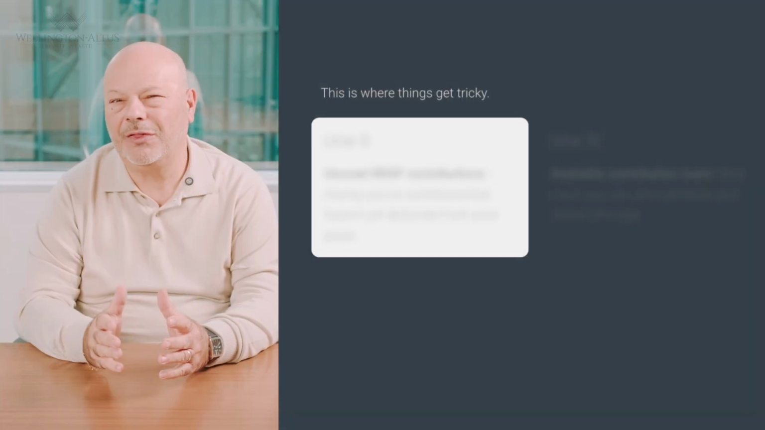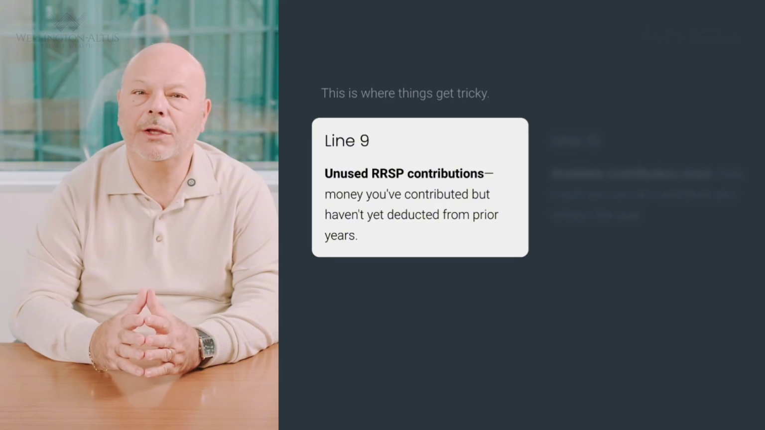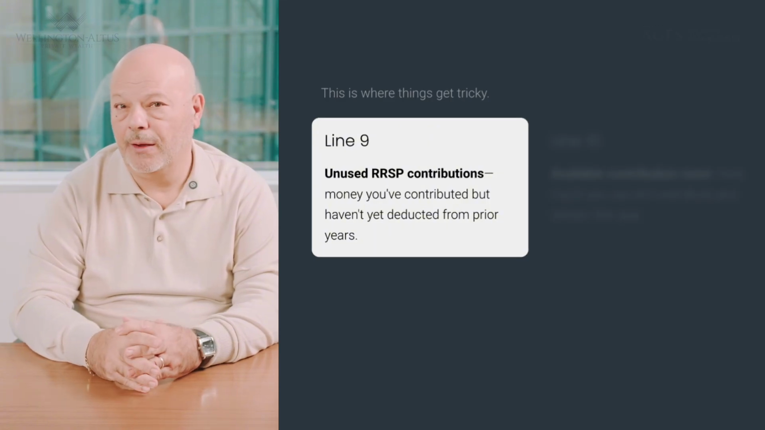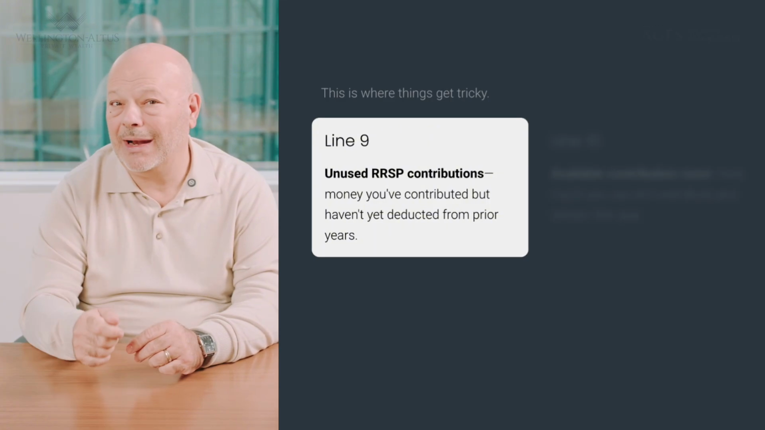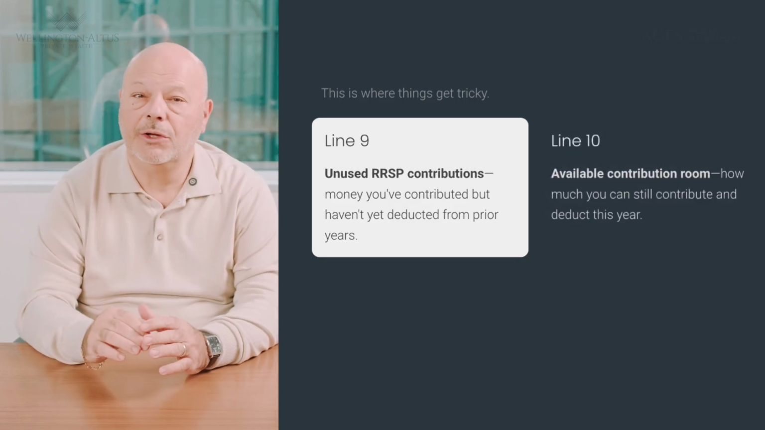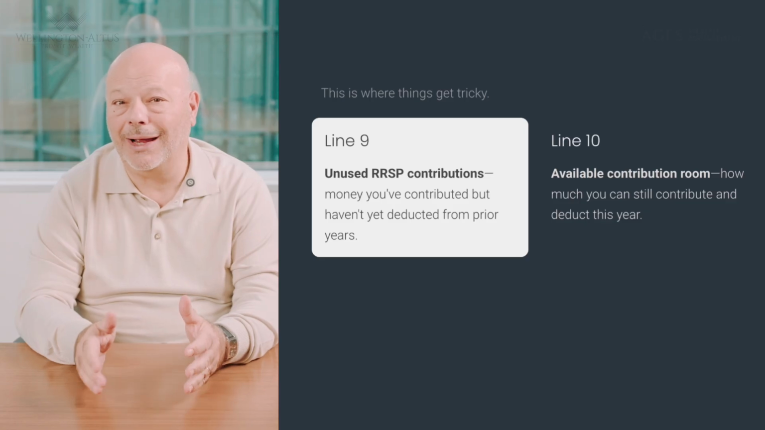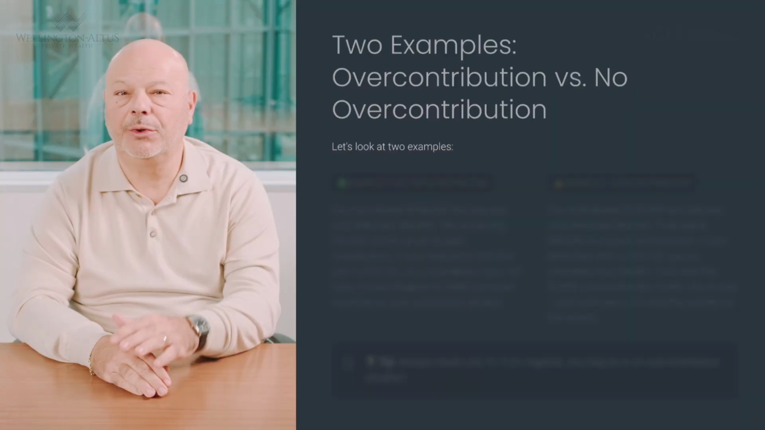Let's discuss unused contributions and overcontributions. This is where things get a little tricky. On line 9, you'll see an item called unused RRSP contributions. That's money you contributed but haven't yet deducted from prior years. Line 10 is your available contribution room. This is how much you can still contribute and deduct this year. Let's look at 2 examples.